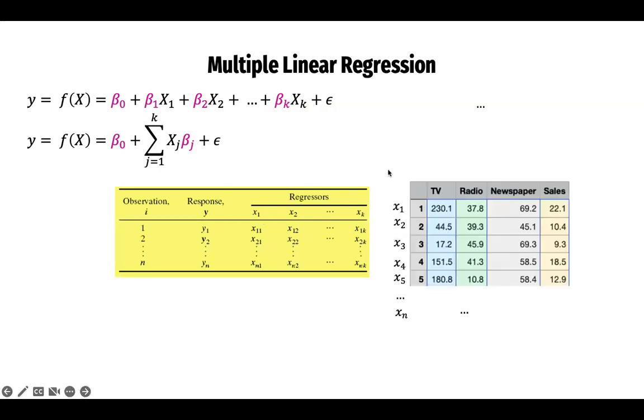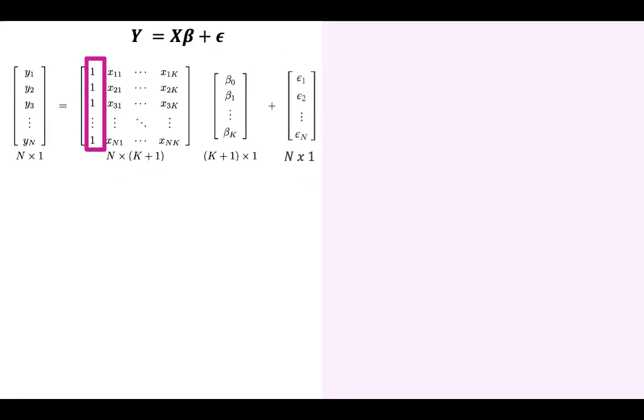As an example here, we have the advertising data set. We have 3 features: TV, radio, and newspaper. And our response y, wherein we try to predict the sales using these predictors. Then we can represent that in matrix form. We can represent that y is equal to x beta plus the error.